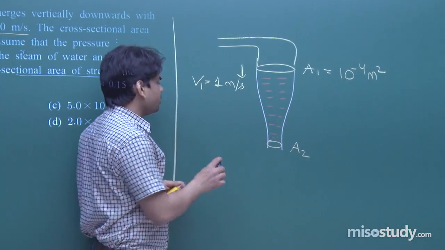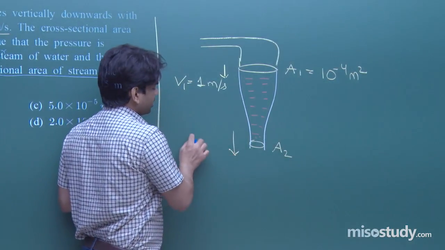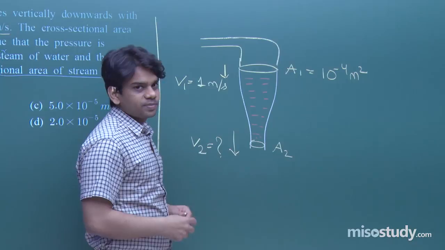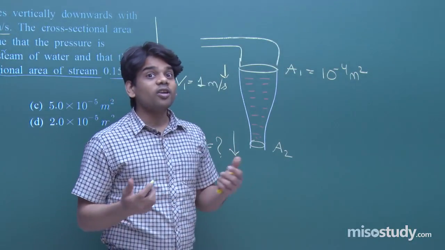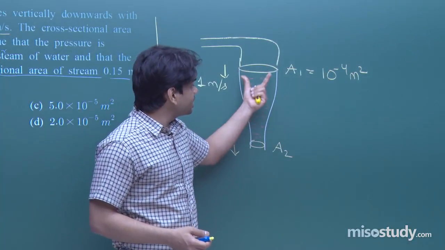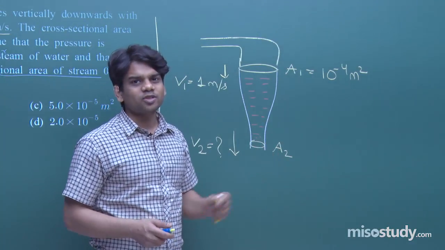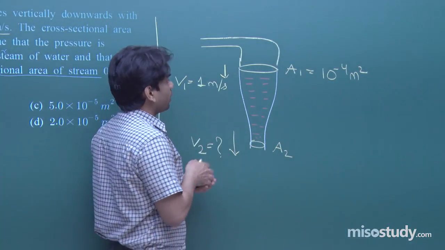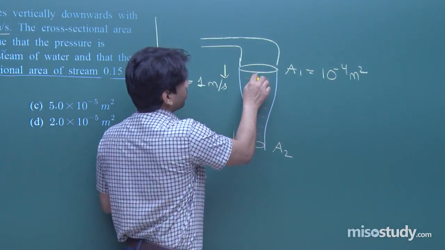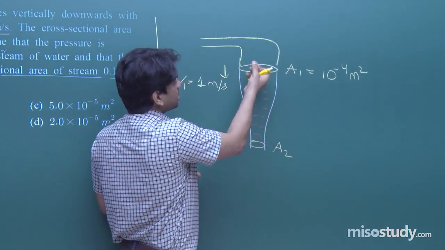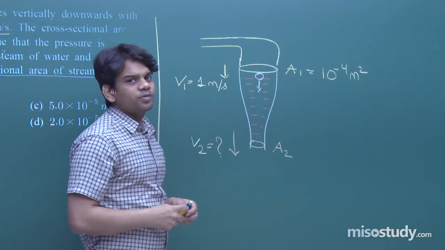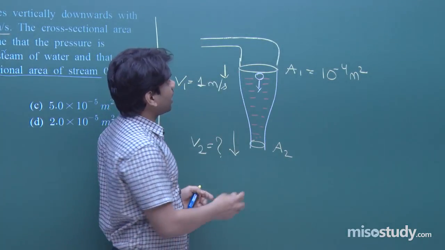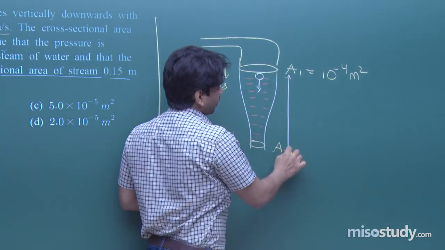So let's say we take the speed of the stream to be V2 here. It says that pressure at every point is equal, and that can be taken to be equal to atmospheric pressure. First of all, whatever water droplets are coming from this end, if I draw it in this way, it's starting with a speed of V1, that is 1 meter per second, and it will travel a height of 0.15 meter.